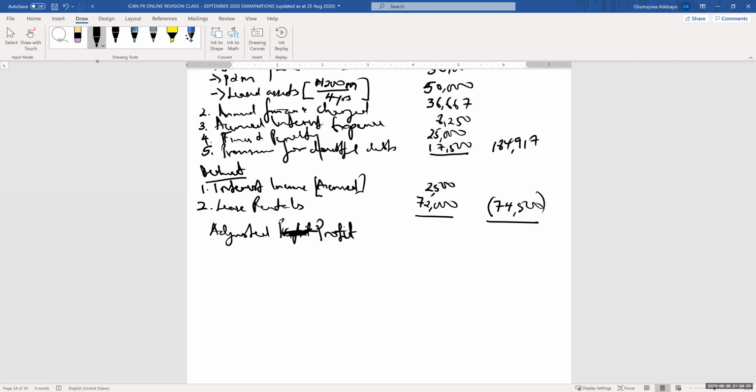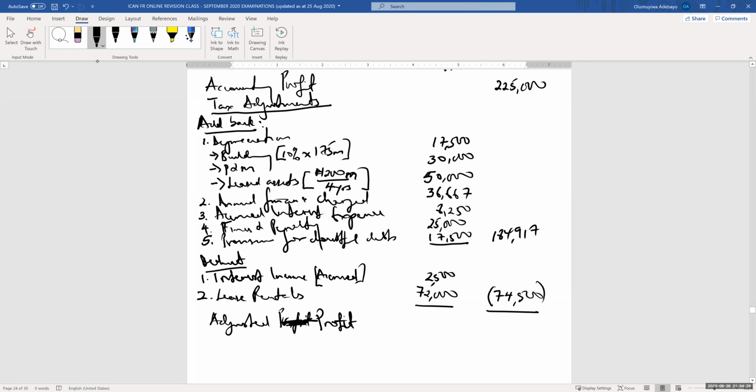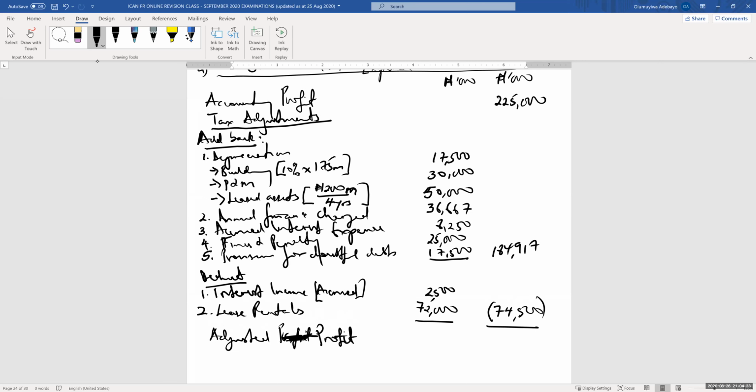Okay, what's our adjusted profit? It's our accounting profit, 55,000 plus add back items, 184,917 minus deductible items, 74,500. That should give me 335,417. Now, what will I deduct? I now deduct capital allowance.